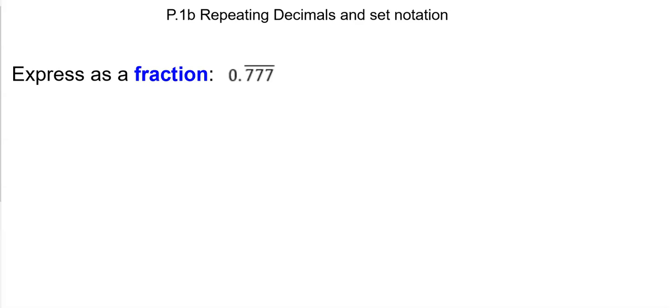So it turns out all repeating decimals can be written as a fraction. That's why they're considered rational numbers. If you have a terminating decimal or repeating decimal, it's a nice rational answer, so it can be written as a fraction. So we're going to learn how to convert that.